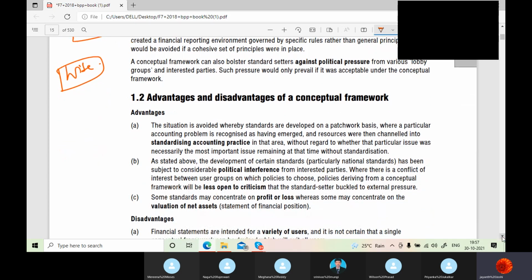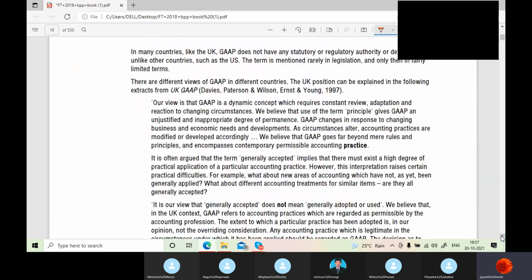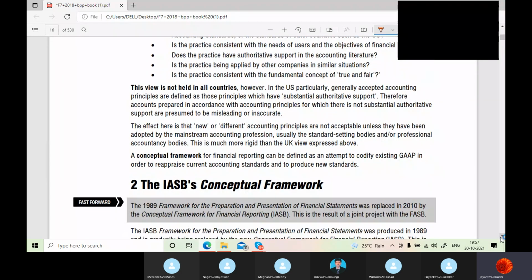to remove those confusions and all that, it is important to have a strong conceptual framework. For example, I'll just explain you something.